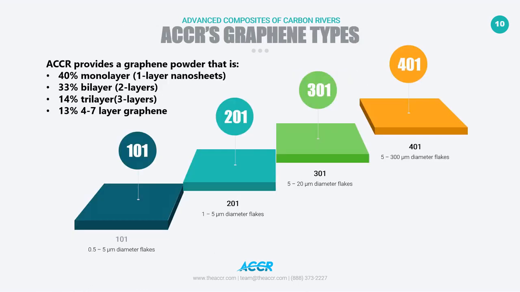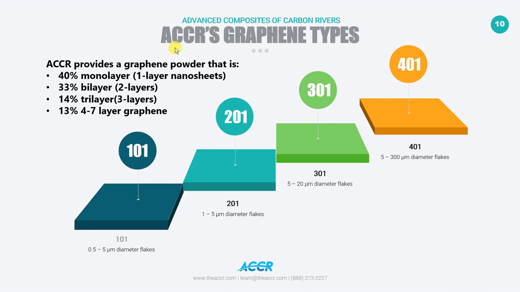At ACCR, we use and sell a graphene powder that is made up of graphene nanoplatelets or flakes. Our graphene powder has the material thickness we just discussed. 40% of our material is monolayer or one-layer nanosheets, 33% of our material is bilayer or two-layer nanosheets, and 14% of our material is tri-layer or three-layer nanosheets. The remaining 13% is between 4 to 7 layer graphene.